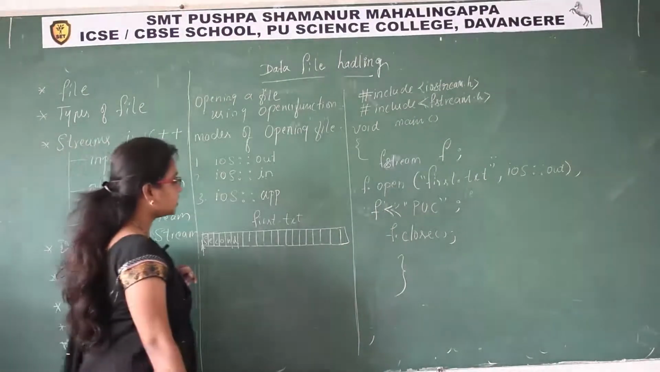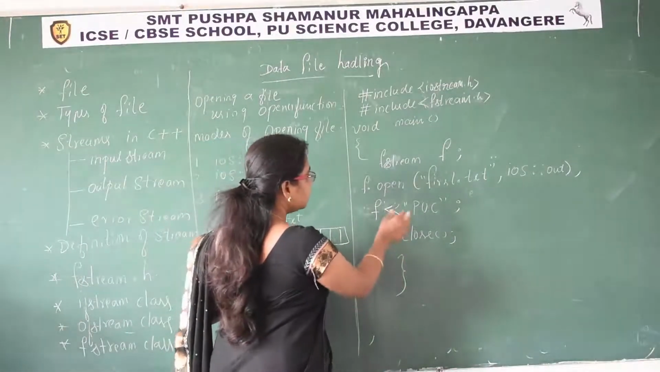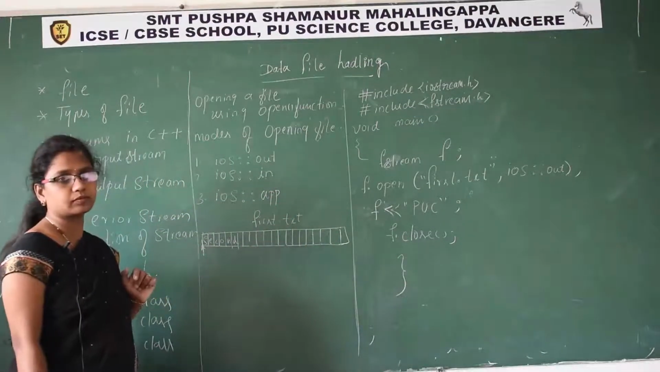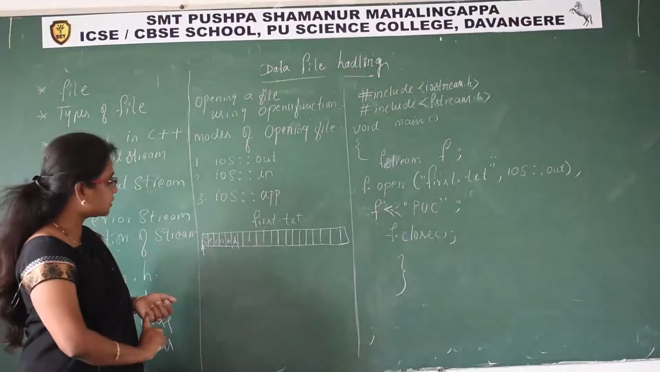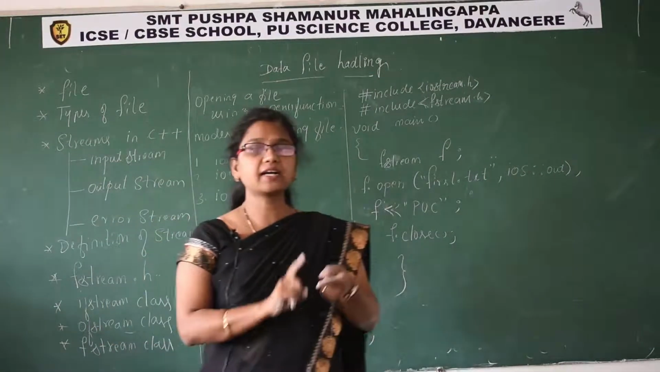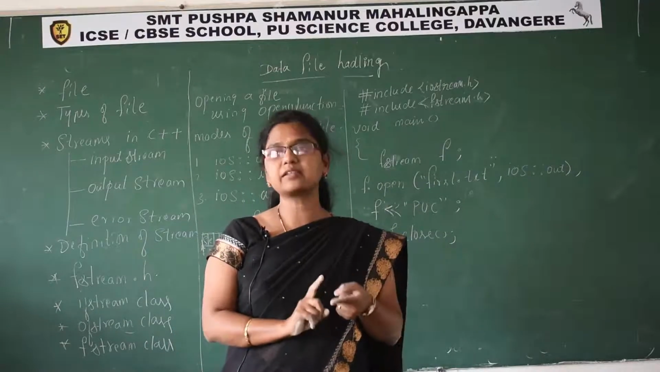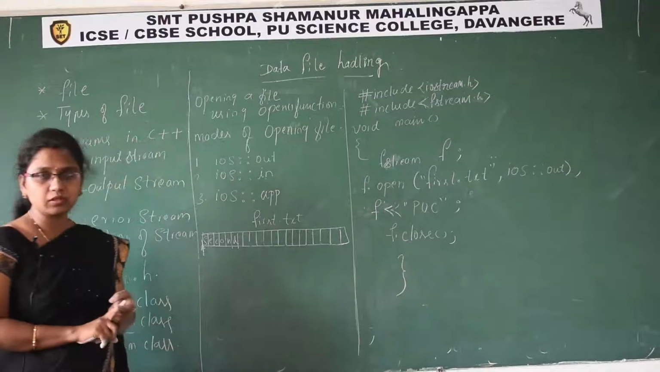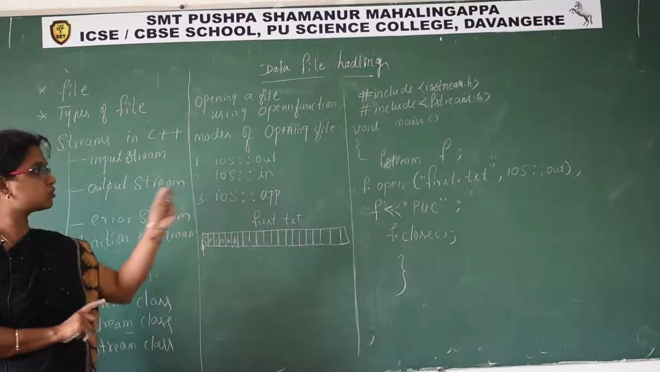Understood? That's why if you want to add the content, you must use APP mode. So what you have to understand by this: when I open a file in write mode, the cursor is blinking at the beginning of the file. When you open a file in append mode, the cursor moves to the end of the file.